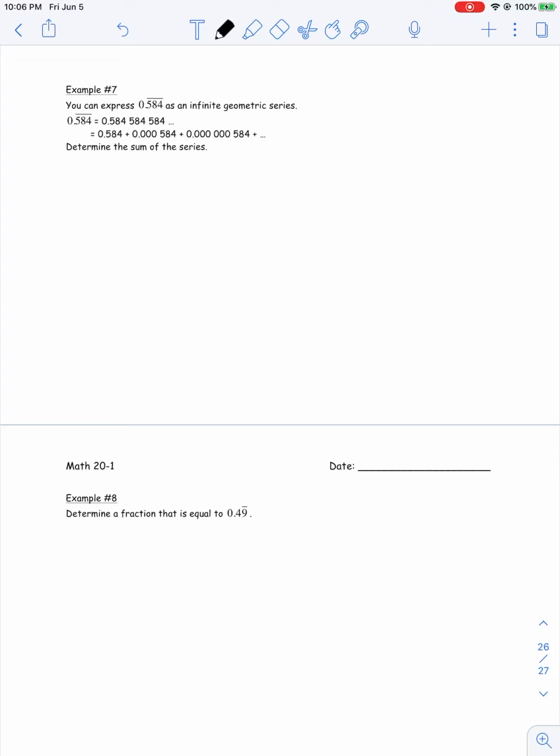Example number 7, we're trying to write a fraction that would represent this number, so I'll show you how that's created. So our ratio is always taking the second term and dividing it by the previous term. So that's going to give us 0.001. T1 is going to be 0.584.